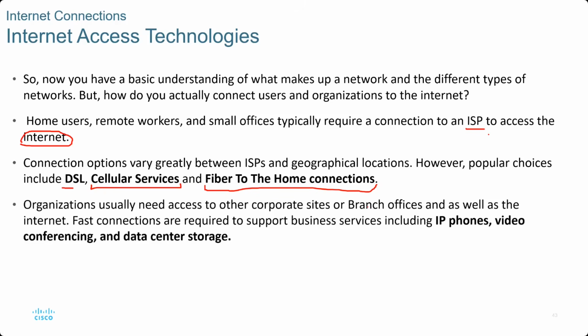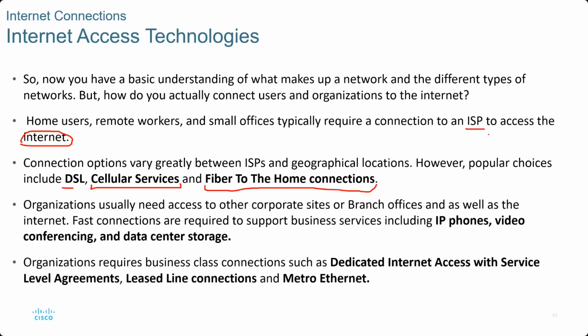Yeah, Starlink. Thank you, Sahal. So you could use Starlink to get connectivity to the internet. That would be an example of a satellite internet connection. So these options are for home users, okay? If you are a home user and you want an internet connection, you can get Starlink, you can get fiber to the home, you can get cellular service, you can get DSL. Most commonly, you would get a fiber to the home connection these days.